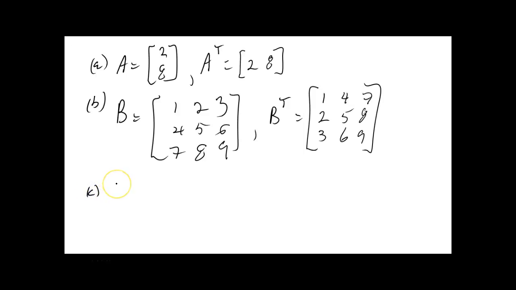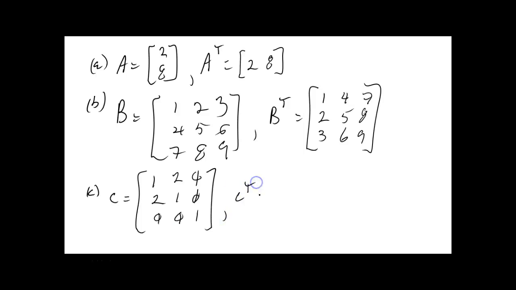Okay, the C one here. It's a C. There is a C. Okay, and that will be capital C is equal to 1, 2, 0, 2, 1, 0, 0, 0, 1. Okay, what would be C transpose? 1, 2, 0, 2, 1, 0, 0, 0. I just said that. Because these two are exactly the same. Right?